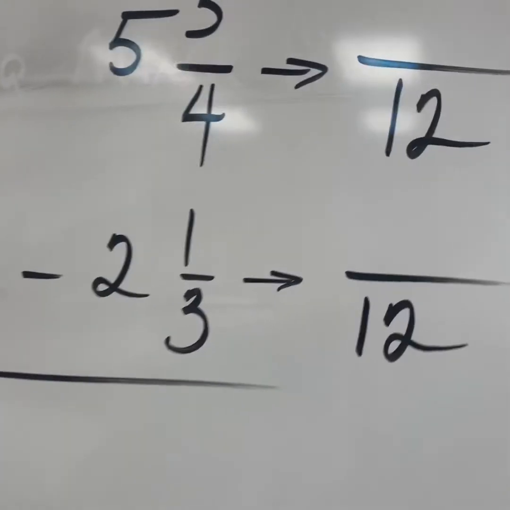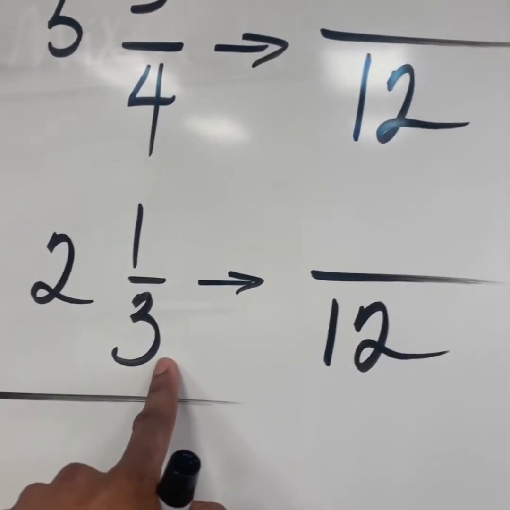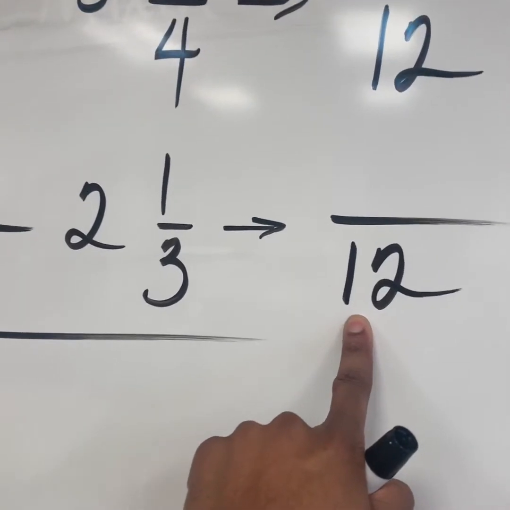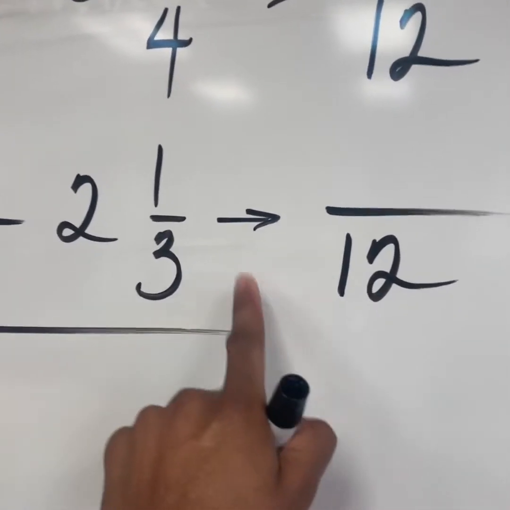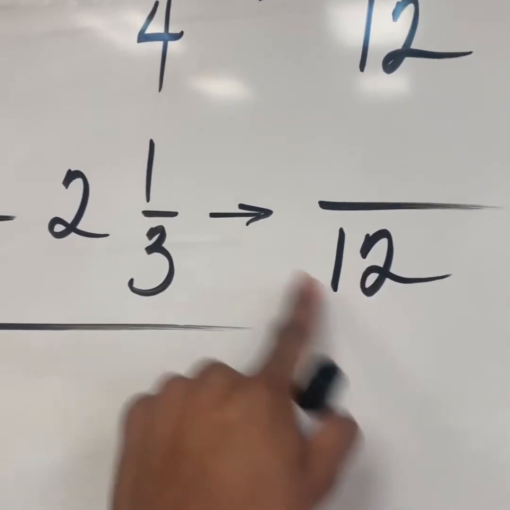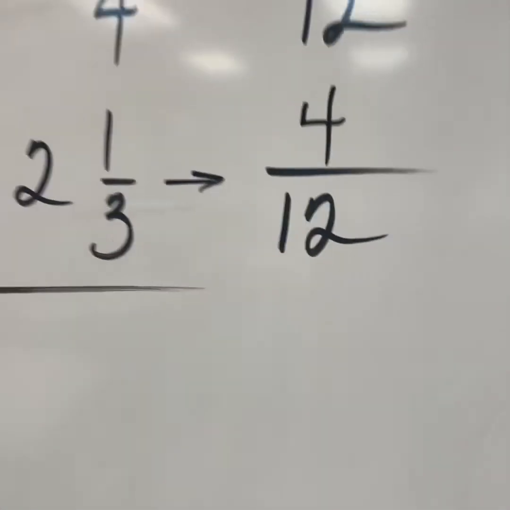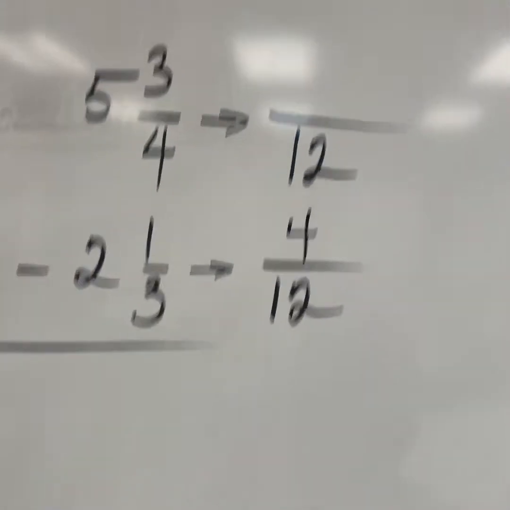All right, so here we go. How do I get from this 3 to this 12? We have to think about our multiplication facts. 3 times 4 is 12. So that means I have to come up here and do 1 times 4 is 4. That's how we get our equivalent fraction.